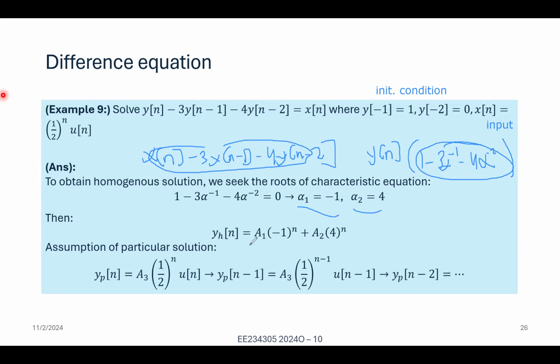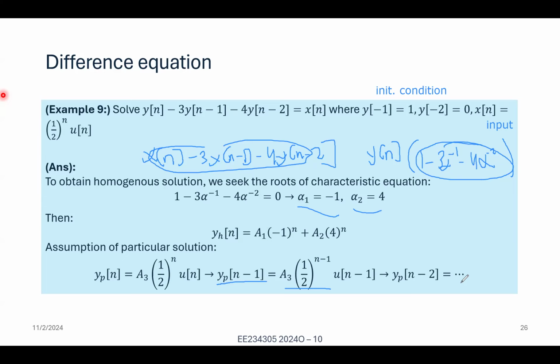Then YH here is A1 times the root minus 1 to the power of n, plus A2 times 4 to the power of n. And with the assumption of the particular solution, yp equals a3 times half to the power of n times un. The particular solution here is yp n minus 1, which equals a3 times half to the power of n minus 1 times u n minus 1, so we can get ypn, ypn minus 1, ypn minus 2, and so on. So yeah, we get the YH n, right?